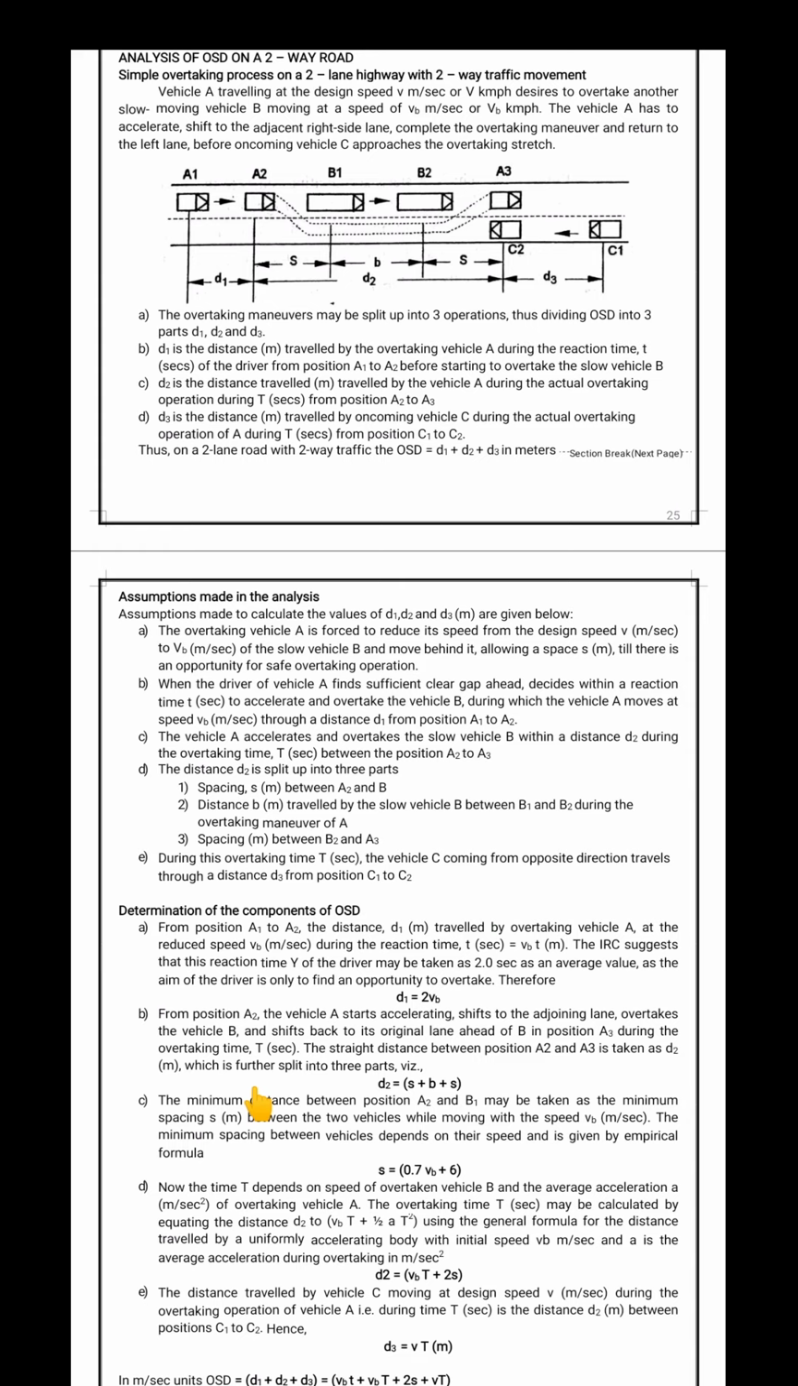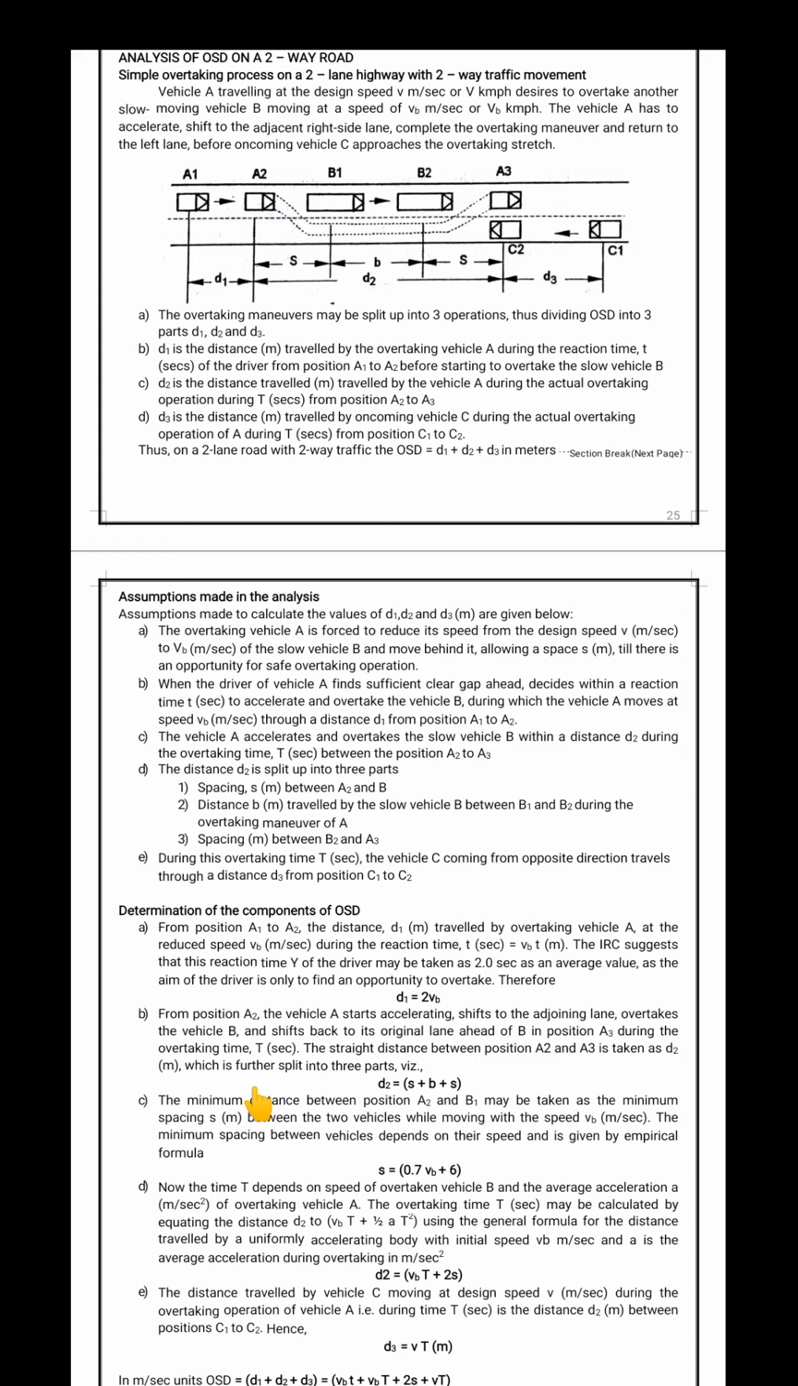Okay, but we can measure the timing, that is t, from a2 to a3, but we can't measure the speed. For that, what they have done is, this d2 has been split into s plus b plus s. S is the minimum clearance kept between a2 and b1, and b2 and a3, so that s is equal to 0.7 times vb plus 6. So this is from the analytical formula, spacing s is equal to 0.7 times vb plus 6.